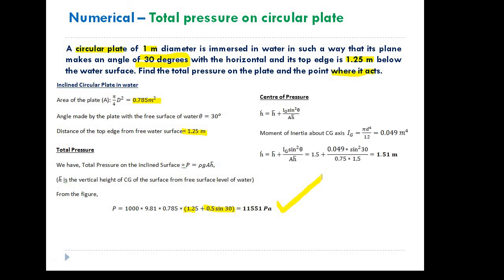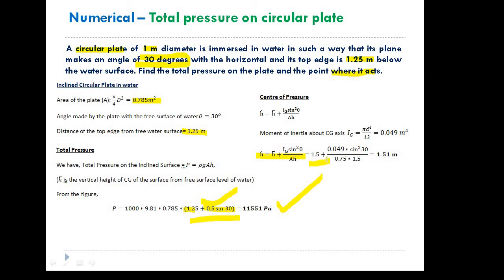Then we can find out the center of pressure by this equation. H bar is 1.5. Then Ig we have to find out. Theta is 30. A is 0.785. So how to get this h bar as 1.5? You see, h bar is 1.25 plus 0.5 sin 30. What is 0.5 sin 30? It is 0.5 divided by 2, that is 0.25. So 1.25 plus 0.25 will give you 1.5.